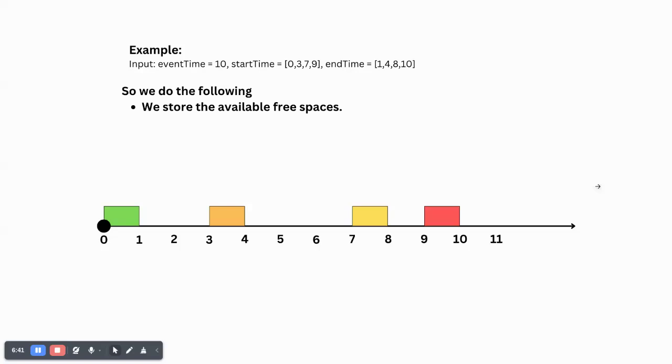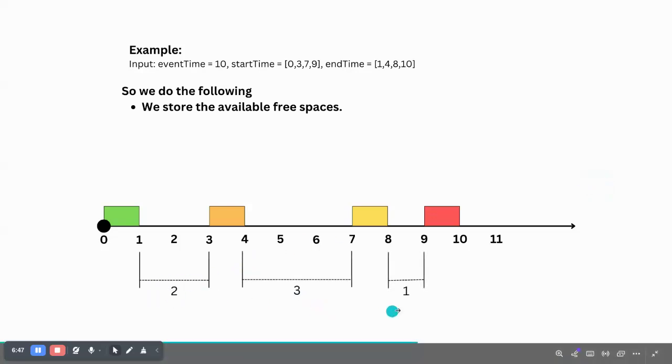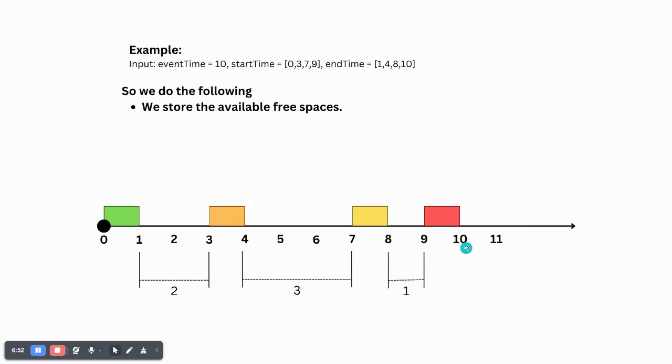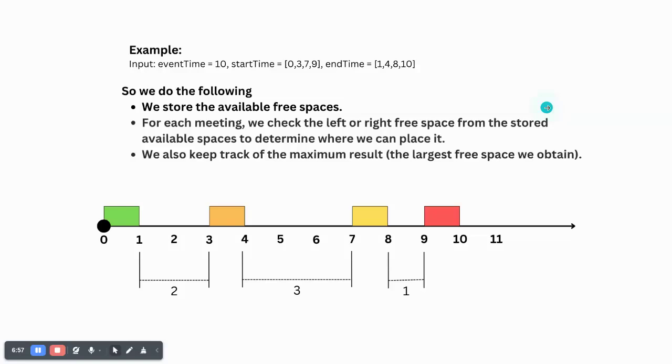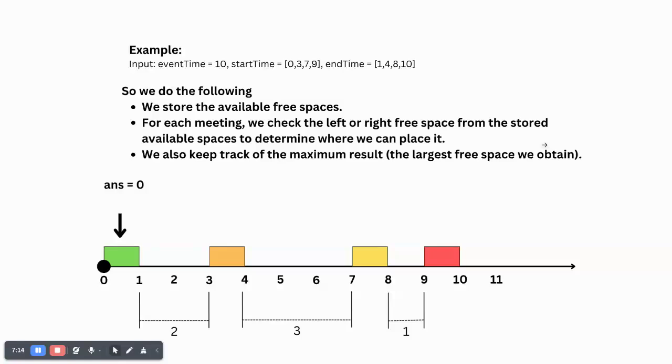First, we're going to store the available free spaces we have. The free spaces we have are here 2, here 3, and here 1. Actually, we do have other free spaces, but we cannot go beyond the event time, which is 10. And for each meeting, we check the left or right free spaces from the stored available spaces to determine where we can place it. And we also keep track of the maximum result. So let's see that by visualizing it.